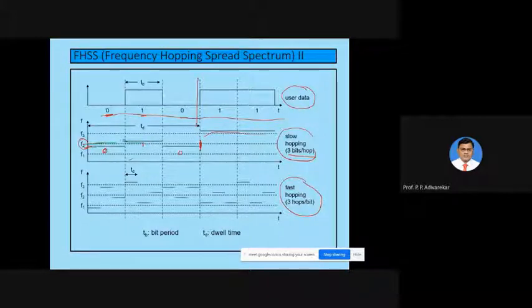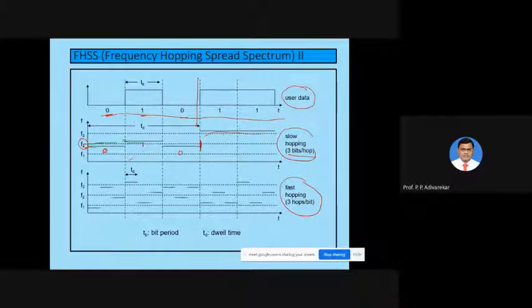So 3 data bits per signal frequency, that is channel F2, follow this particular pattern. That is called a slow hopping sequence. After that, from F2 it will jump to F3 and so on.